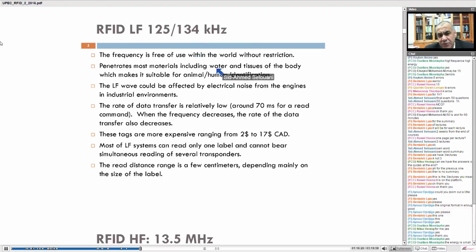Why? Because these frequencies are not sensitive to the water, are not absorbed by the water. Okay, so remember the absorption. These frequencies are not absorbed by the water and the blood. We humans are filled with 60%, not 70% or maybe 80% of water, because we have blood inside our body, exactly like animals.